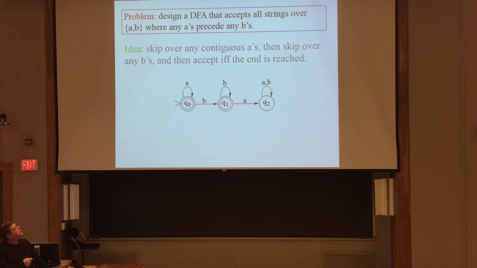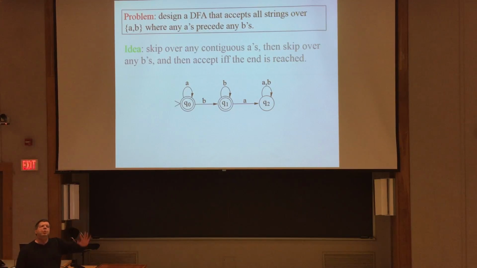And then finally, if you see another A, you go to this garbage state that you stay in, and then you never accept. But that's only if you see any A's after some B's. But if you see only A's and stay here, then you see only B's and stay there, and then you exhaust the input completely, then you accept if and only if.